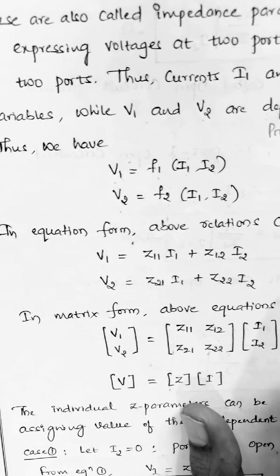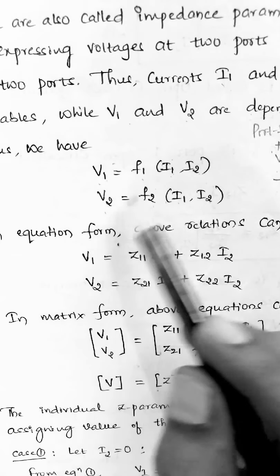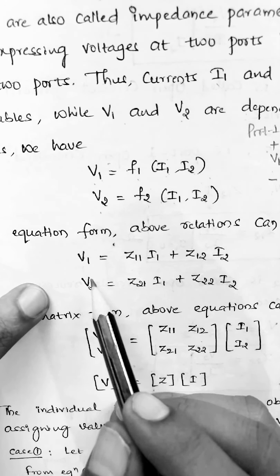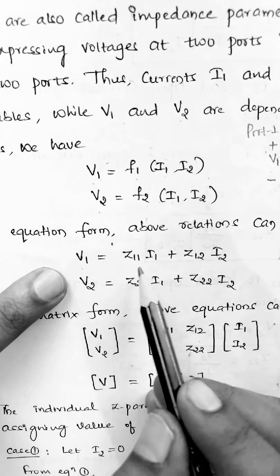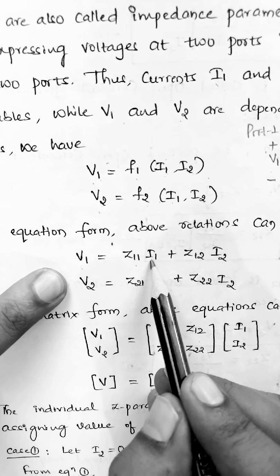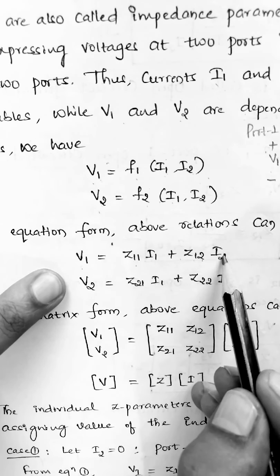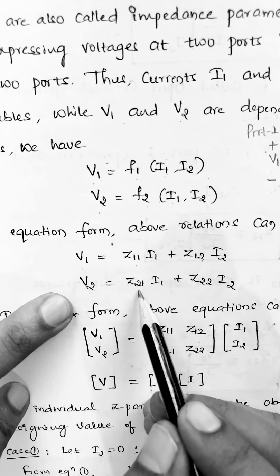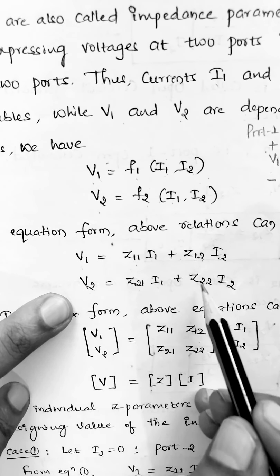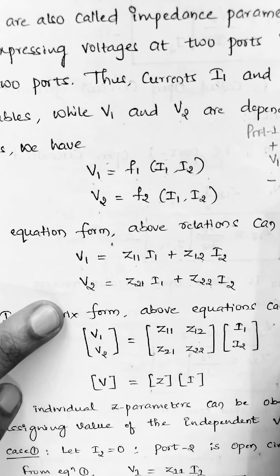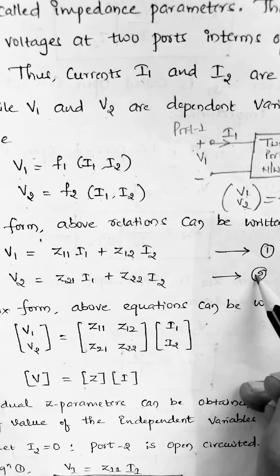If we express the above dependent variables in terms of independent variables using Z parameters, we can write the relationship as V1 equal to Z11 multiplied by I1 plus Z12 multiplied by I2. Similarly, the second dependent voltage V2 equal to Z21 multiplied by I1 plus Z22 into I2. The first is equation 1 and the second is equation 2.